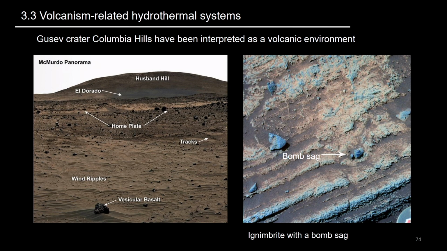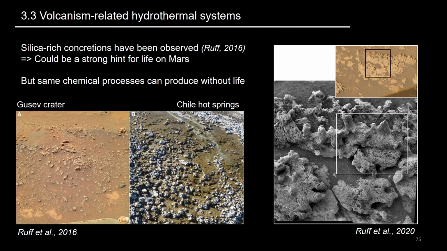Spirit rover landed here in a location where you have basalt, so it's a volcanic environment, not a sedimentary environment like Jezero or Gale crater. And in this volcanic environment, these structures were a lot debated. This kind of nodular concretions here are very similar to what is found around hot springs here in Chile. So that has led to a lot of discussion of possible life related to these shapes.